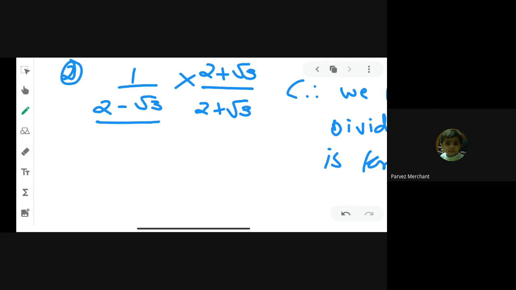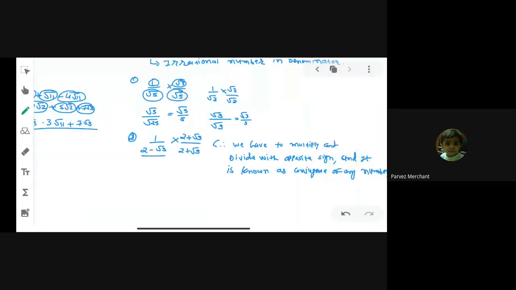Please remember this. What is the meaning of conjugate? We change the sign from minus to plus; we have to change the sign of the second term. If we have a negative sign, we take a positive sign. If we have a positive sign, we take a negative sign. It is known as the conjugate of the number. Clear to all of you?